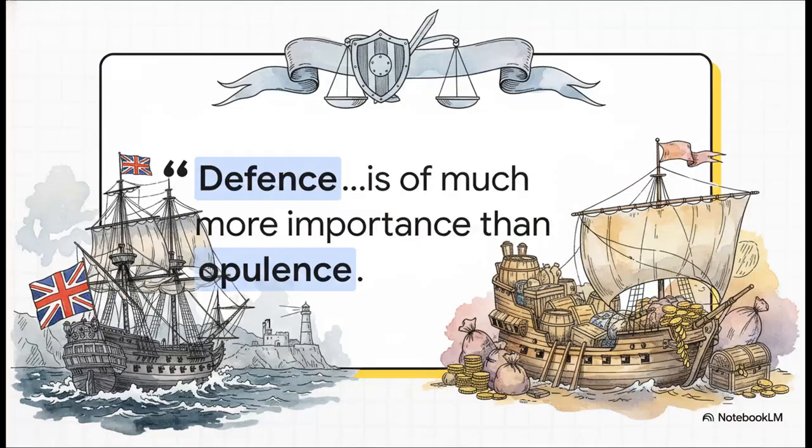So here's the key takeaway. Smith knew this law was actually bad for pure economic growth, for opulence, or wealth, as he called it. It deliberately made trade more expensive and less efficient. But he concluded, because national defense is just so much more important than wealth, the Navigation Act was probably the wisest commercial law England ever passed.